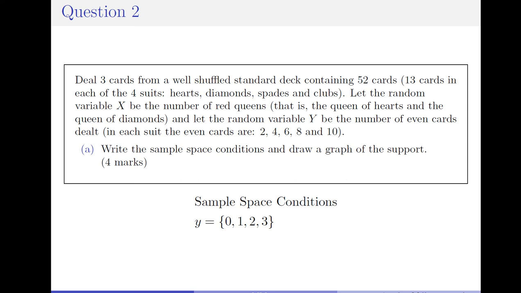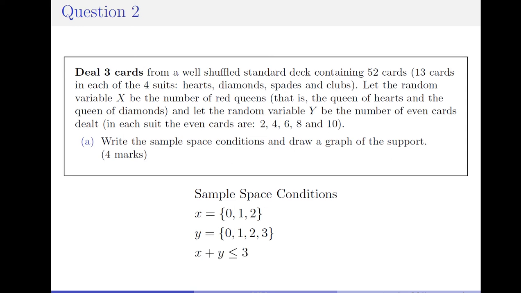Now the third sample space condition is the one that everyone forgets about, and that is the condition that x plus y must be less than or equal to 3. This is basically saying that the total number of cards drawn has to be at most 3. So x plus y cannot be more than 3. What that means is we can't deal 2 red queens and 3 even cards, because that means we would have 5 cards, but we're only dealing 3. So that means that x plus y must be less than or equal to 3. These are our sample space conditions.